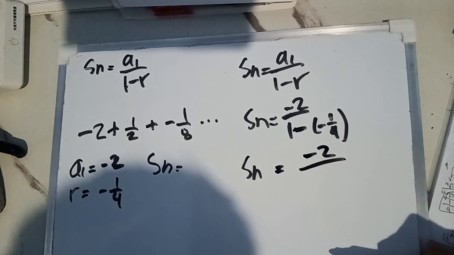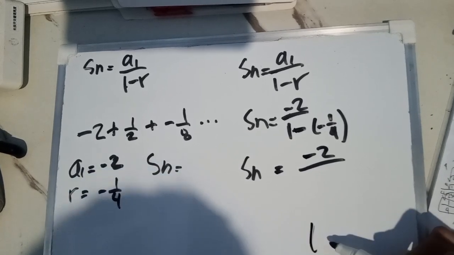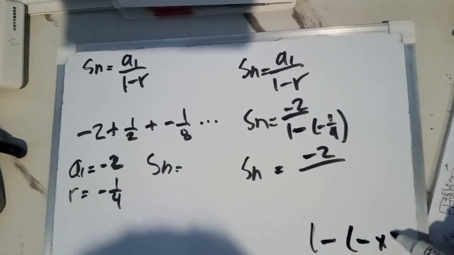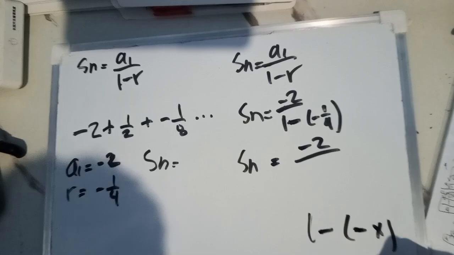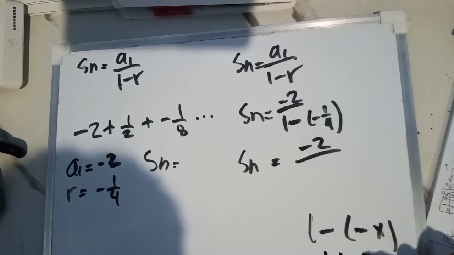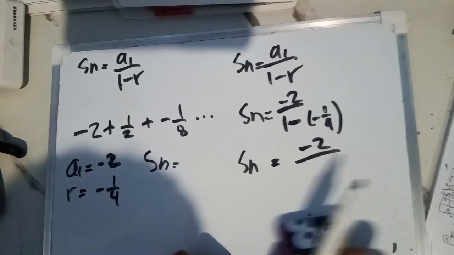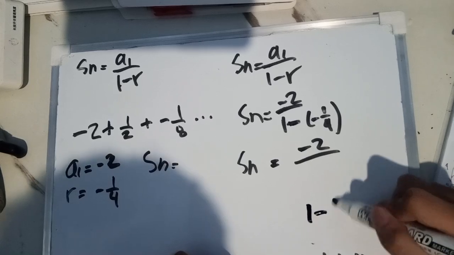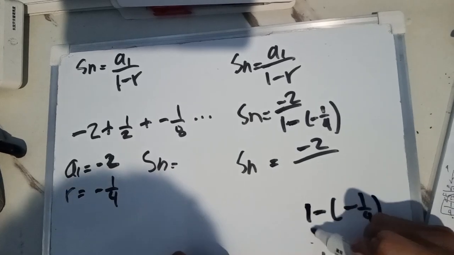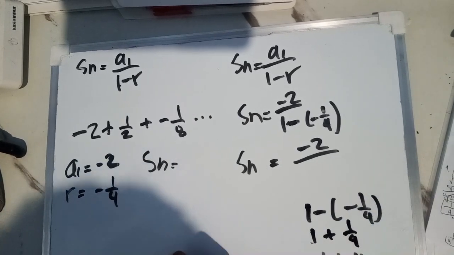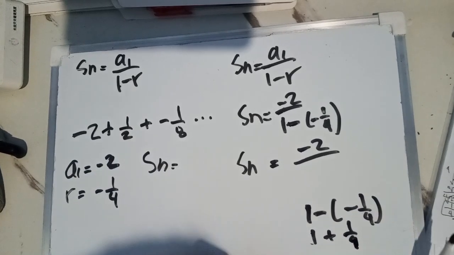Now, if we are subtracting a negative value, these two negative signs will cancel. So, it becomes 1 plus the value. So, given the 1 minus negative 1/4, ano mangyari? Magiging 1 plus 1/4. Okay. So, 1 plus 1/4.